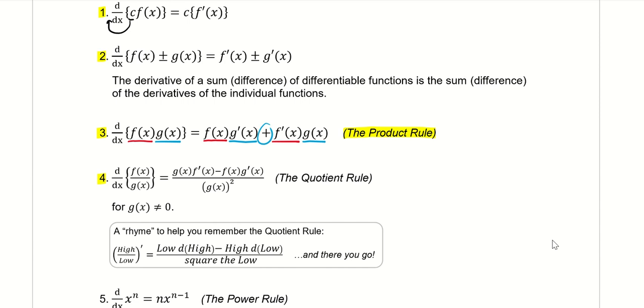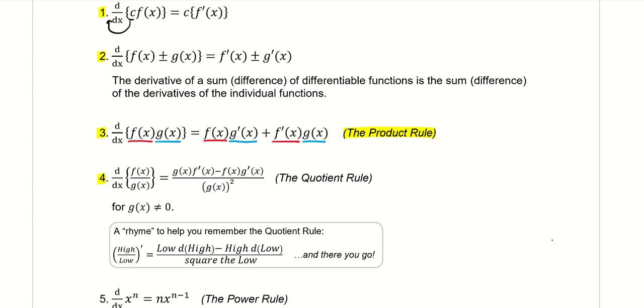Now, since this is addition and since these are multiplication, the order doesn't matter, but it's just f of x times g prime of x plus f prime of x times g of x. You'll probably get enough practice with this that you'll memorize it, but just in case you don't or you can't, it will be on the formula sheets, most likely. So that's an important one. We'll see it a lot.